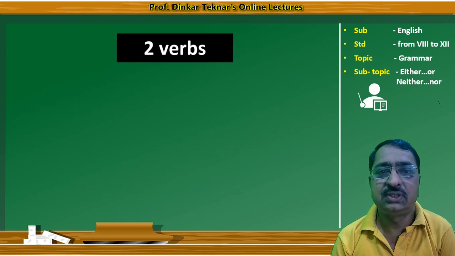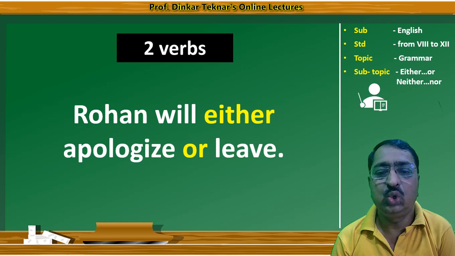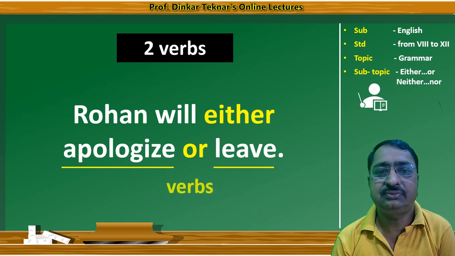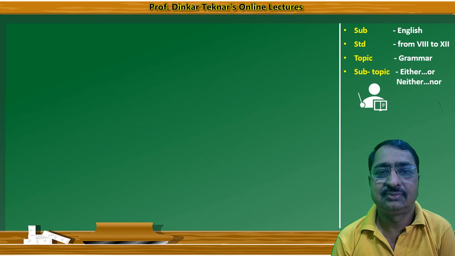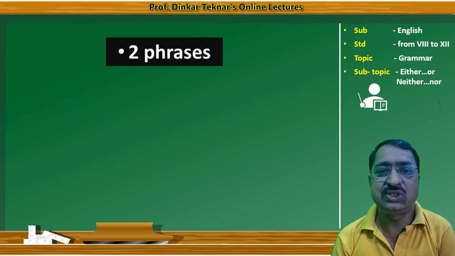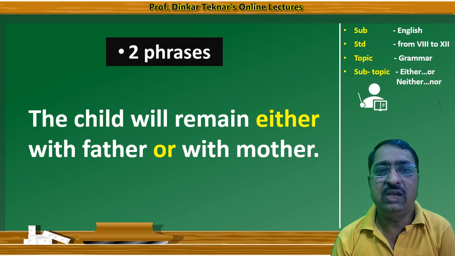Now two verbs. Rohan will either apologize or leave. In this sentence, two verbs are apologize and leave. Now two phrases. The child will remain either with father or with mother. In this sentence, two phrases are with father and with mother.